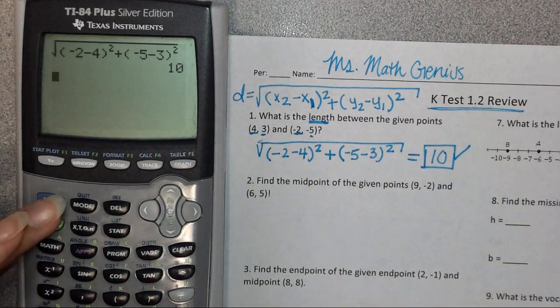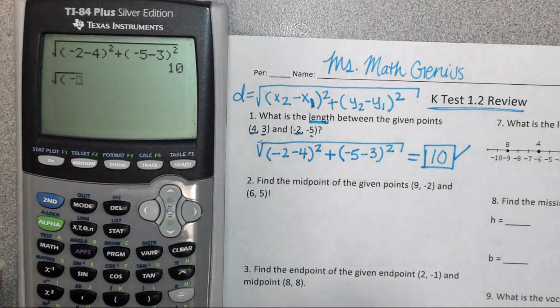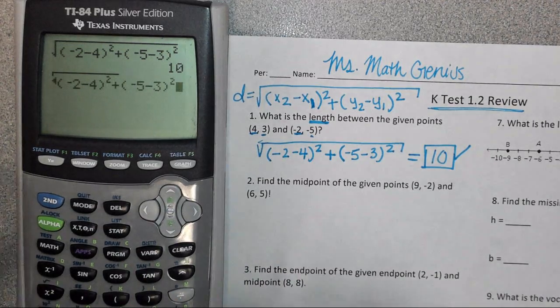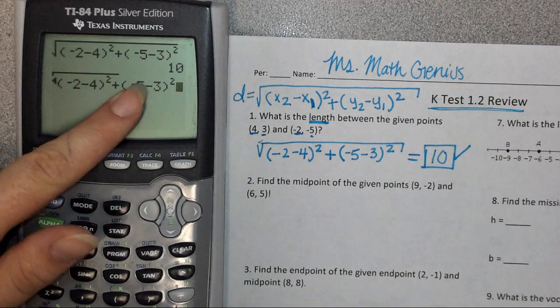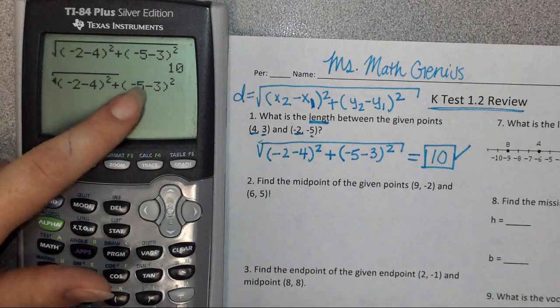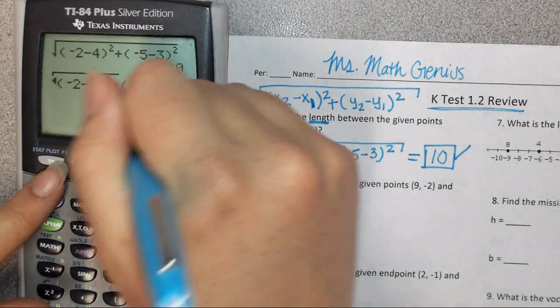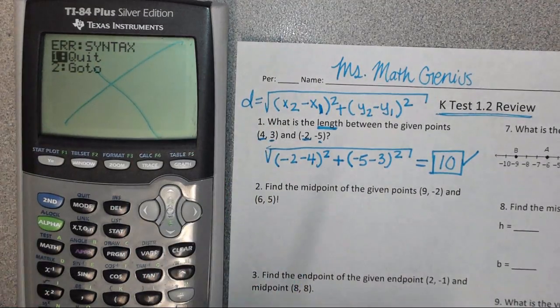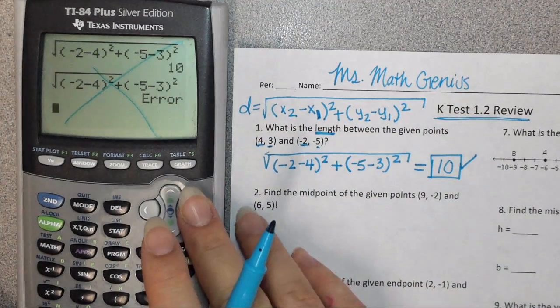Just to show you real quick, because I've already seen some students this past week that have had things like this happen. Look, my square root isn't going over the whole thing. This is a problem. Don't do this. No. And we can't even get the right answer.